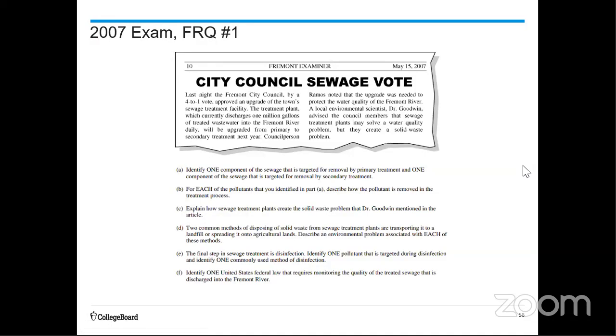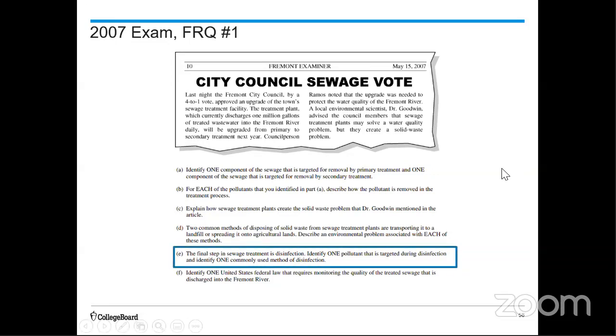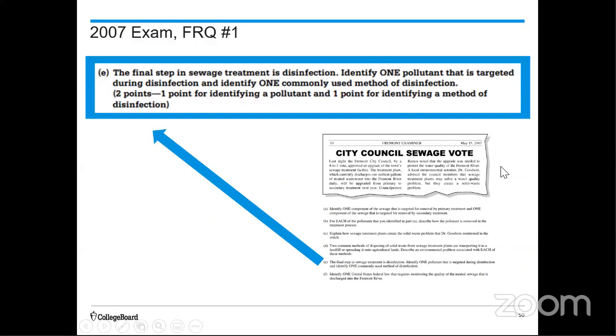The next one I want to look at is FRQ number 1 from 2007. This is a great one, all about sewage treatment. It really asks you to identify primary and secondary treatments, some pros and cons of everything. So it's a really great one to practice your knowledge about wastewater treatment or sewage treatment. However, I want us to focus on part E. So if you would, let's read this.